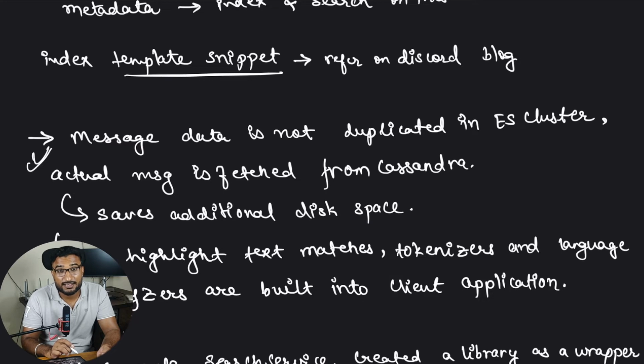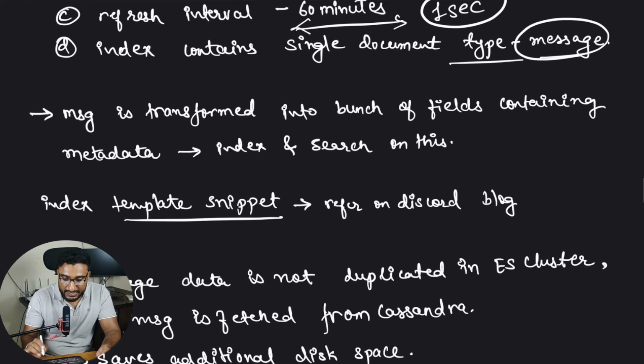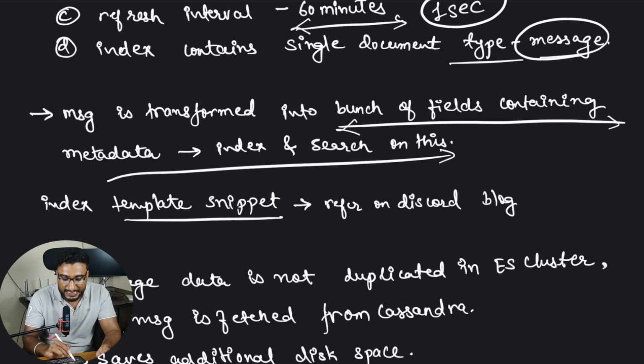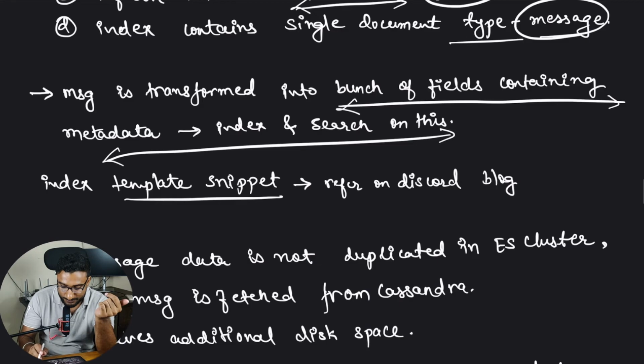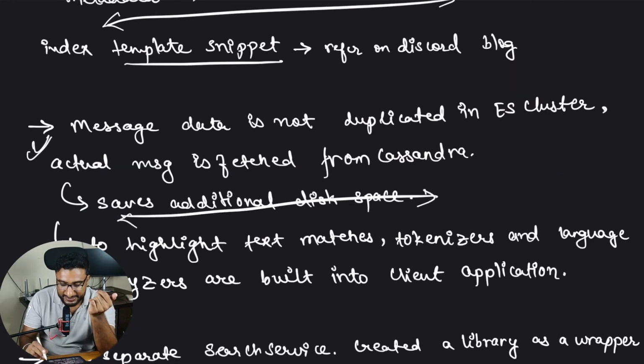If you see the ES cluster, only specific fields are inserted or indexed onto it. We are not storing the actual messages. The actual messages are still present in Cassandra. We have the mapping present, so we can fetch the messages from there. This will help in saving additional disk space, so your cost is minimized.